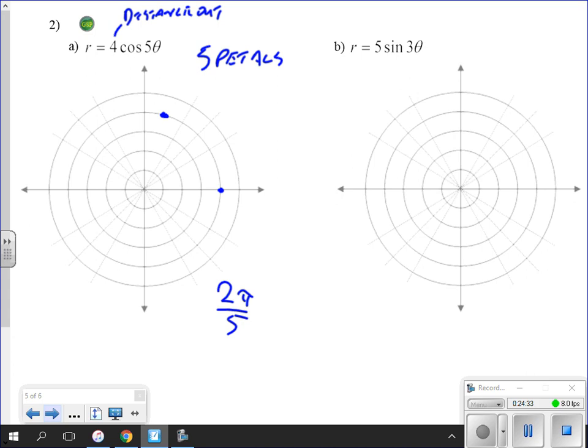Okay. And by the same token, this would be about where 4/5 is. And I add another 2/5. And remember, if it's cosine, it's symmetrical around the x-axis. So every one I have above, I have a matching one down below. So I have one here, and I have one here. Those are the tips of my petals. So once you get the tips, drawing with those is actually very easy.